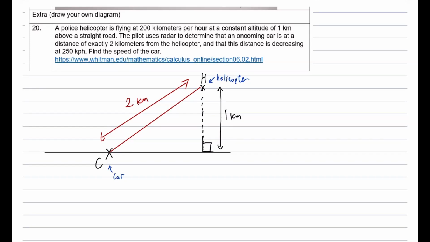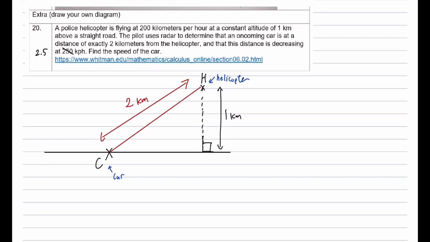Is there a typo here? This distance is decreasing at 250 kilometers per hour. That doesn't sound right. Let me think of it. I think I meant 2.5. Sorry, this one. Let me just change it. 2.5. 250 is a bit too much. Then you want to find the speed of the car.